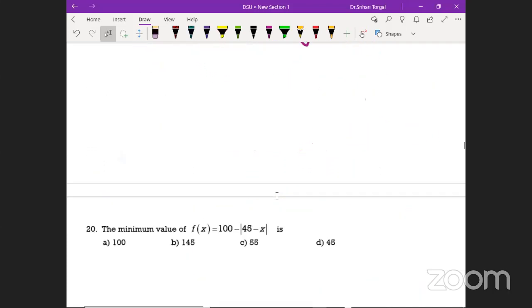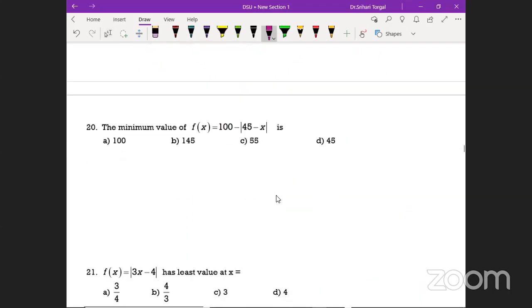Move on to this question, it has to be changed here. Make it positive. The minimum value of this function. Minimum value of a modulus function is what? 0. So the answer is 100. Any modulus function, its minimum value is 0. Remember, because you will not get any negative answer for this. That is why the answer is 0.